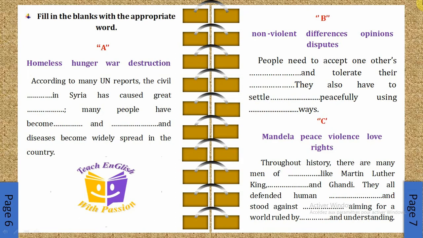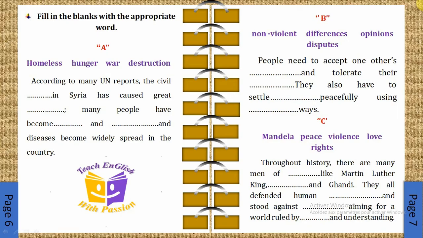Learners are given 3 short texts and they are asked to complete those texts with the words given. So for text A, we have the words homeless, hunger, war, and destruction. So we have, according to many UN reports, the civil war in Syria has caused great destruction. Many people have become homeless and hunger and diseases become widely spread in the country.